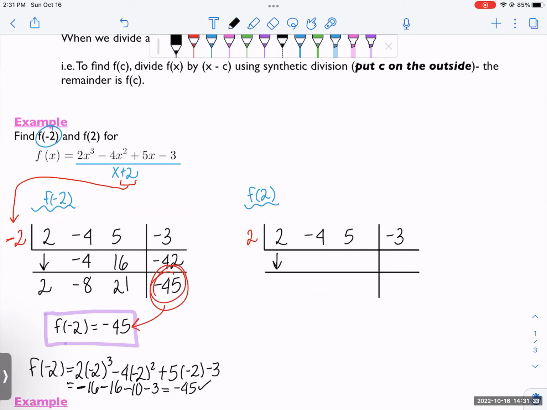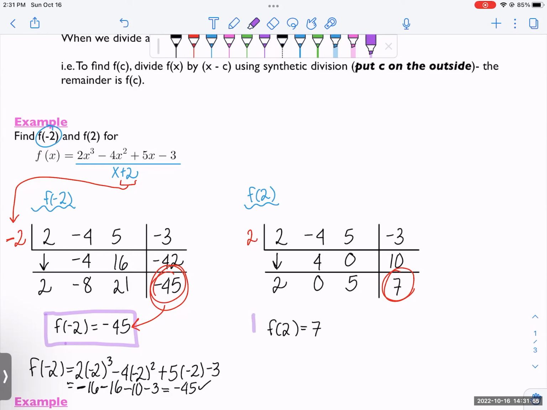Anyway, pull the 2 down. 2 times 2 is 4. Negative 4 plus 4 is 0. 0 times 2 is 0. 5 plus 0 is 5. 2 times 5 is 10. Negative 3 plus 10 is positive 7. That's the remainder. That's what f of 2 is.